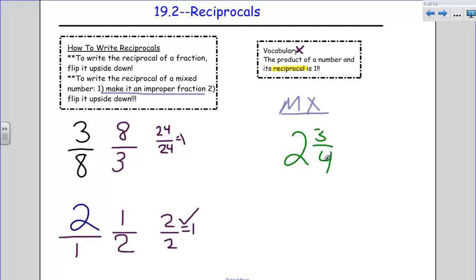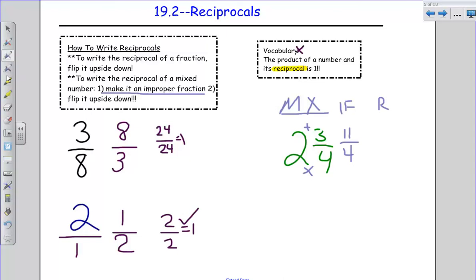And hopefully, you came up with the same thing I did. I'm going to take 4 times 2 and add in my numerator. So 4 times 2 is 8, plus 3 is 11. So my mixed number changed into an improper fraction. So I'm going to put IF for improper fraction is 11/4. So my reciprocal, I'm going to say with an R, my reciprocal of 11/4, I'm going to flip 11/4 upside down and I'm going to get 4/11. How can I check that? Multiply my numerators. I get 44 over 44 is equal to 1. I'm going to check that off my list.